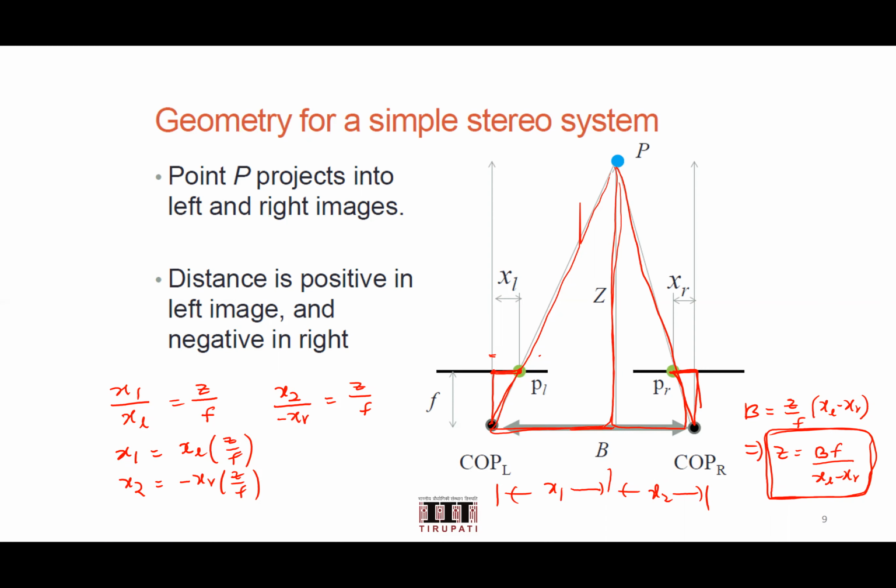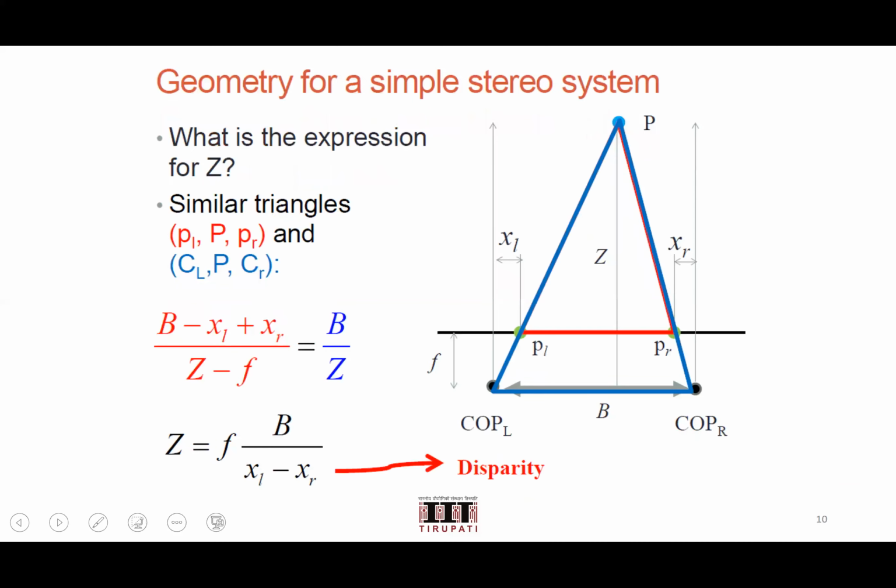So this is the very basic simple setup. For a simple stereo system, all I need is that the axes of the two cameras are parallel. Then Z is equal to the baseline, the distance between the two centers of projection, multiplied by the focal length and divided by the disparity. So the same thing is done here.